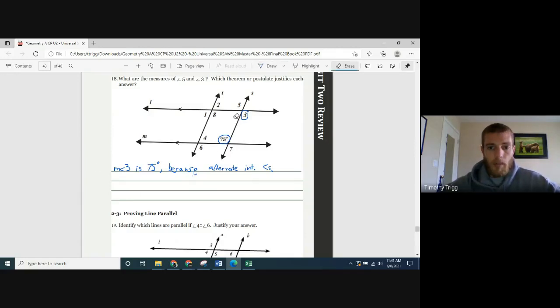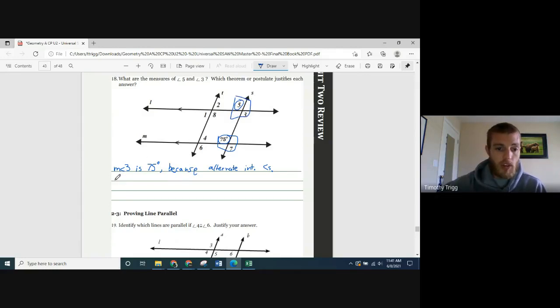Now, what about the measure of angle 5? How does that relate to this 75 degrees? Are they alternate interior, alternate exterior? Are they corresponding? Are they same side interior? Well, hopefully you can see that they are in corresponding position, right? So this one's in the top left of these, and the 5 is in the top left of these. So they're in corresponding position.